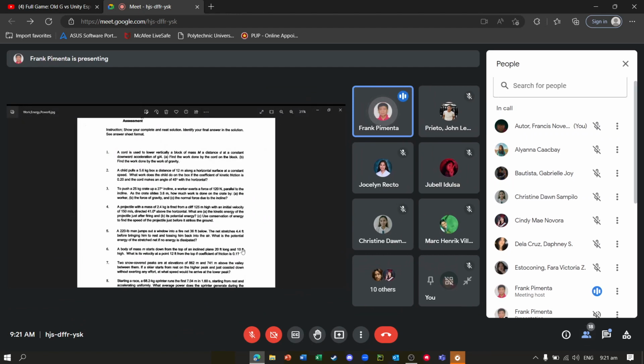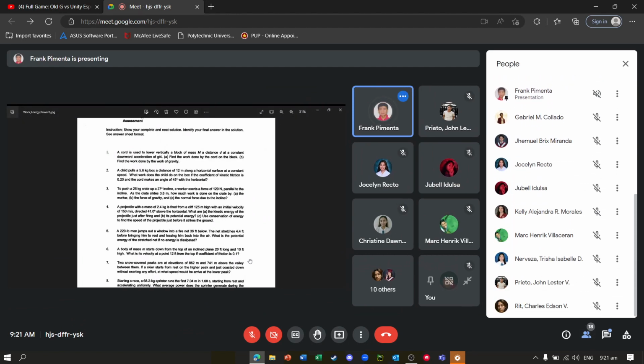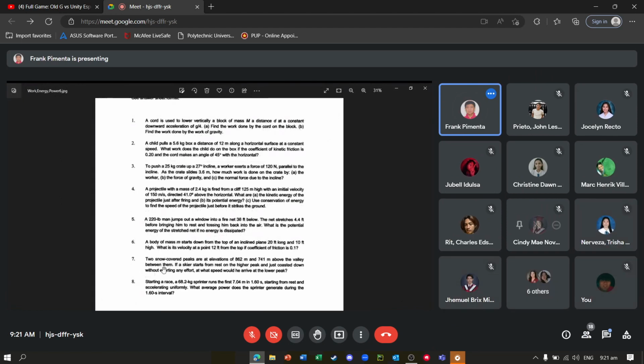Dito naman sa group 2, Jocelyn. Okay. So, snow-covered peaks. So, may dalawang peak. Isa rito mataas. Sa kabila is mas pababa, 741 meter. Now, there is a valley between these two peaks. So, ang magiging figure ninyo is it will be a perfect arc of a circle.